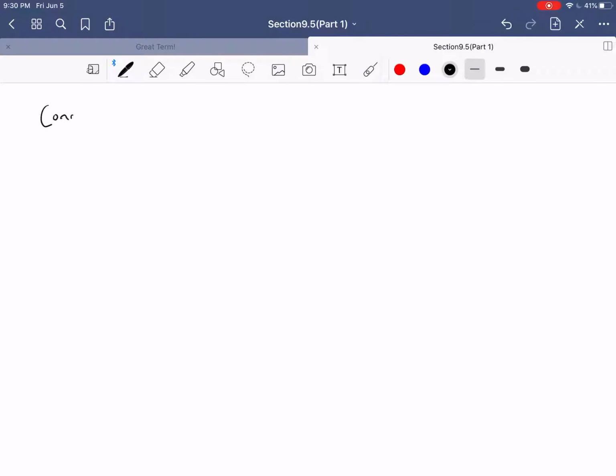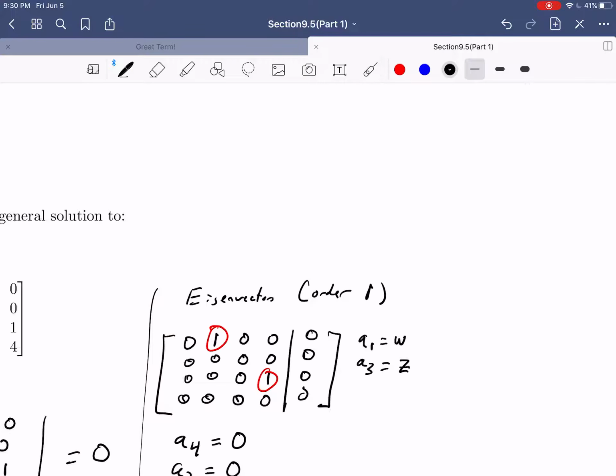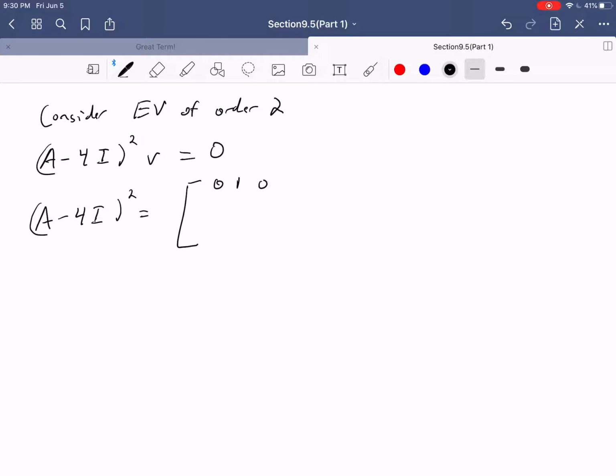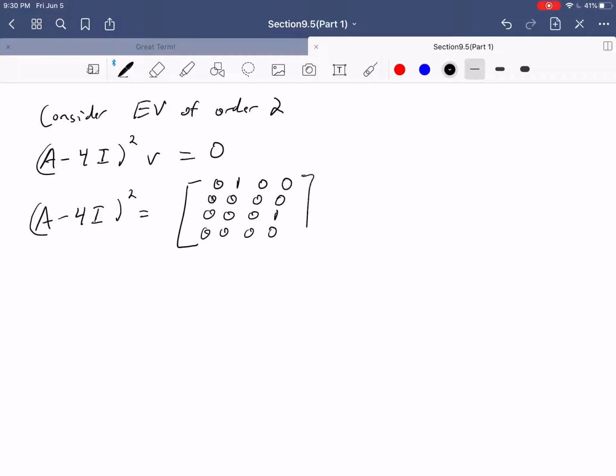So now we want to consider eigenvectors of order 2. So we want to look at (A - 4I)² times v equals 0. So let's look at what (A - 4I)² even is. A - 4I was [0, 1, 0, 0], then [0, 0, 0, 0], then [0, 0, 0, 1], and then [0, 0, 0, 0]. So let's multiply that then with [0, 1, 0, 0], [0, 0, 0, 0], [0, 0, 0, 1], [0, 0, 0, 0].